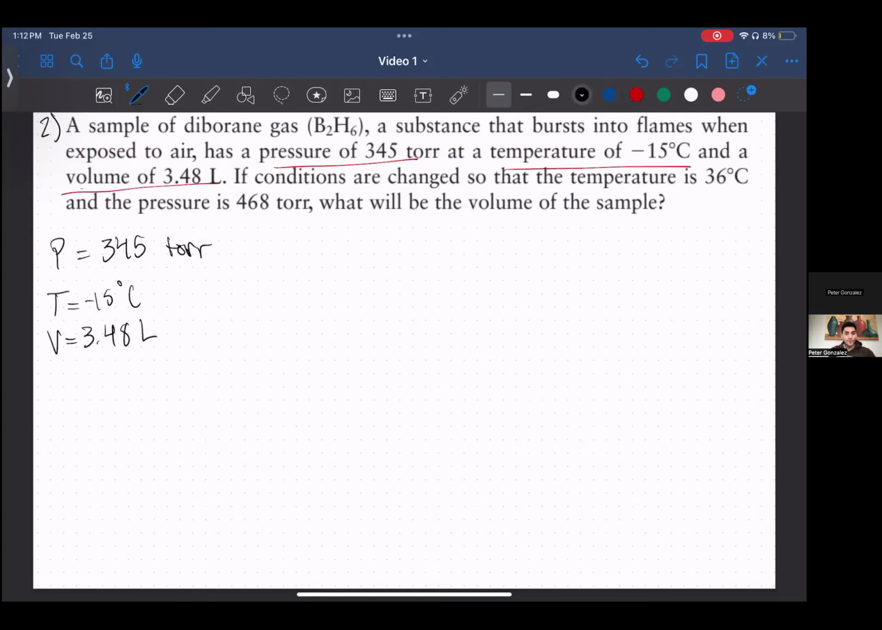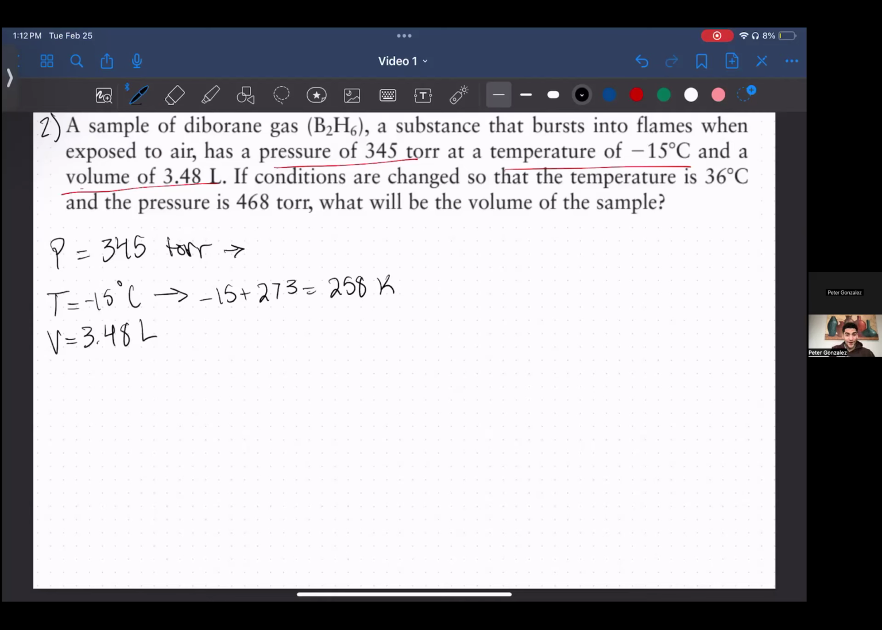Now, before I read the rest of the problem, I want to go ahead and convert these into values that are much easier to work with. So for starters, temperature, negative 15 degrees Celsius. We can't use that. It has to be in kelvins. So we're going to add 273 to this. If you do that, you should get around 258 Kelvin. All right, awesome. We did that.